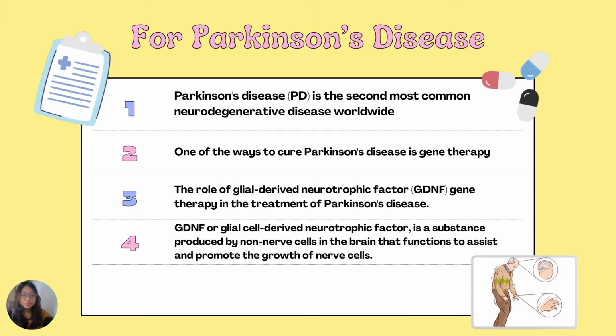Gene therapy usually uses carriers called vectors to deliver therapeutic genes to target cells. In Parkinson's disease, a viral vector is injected into the brain. GDNF gene therapy aims to improve the life and function of degenerating sensitive brain cells.